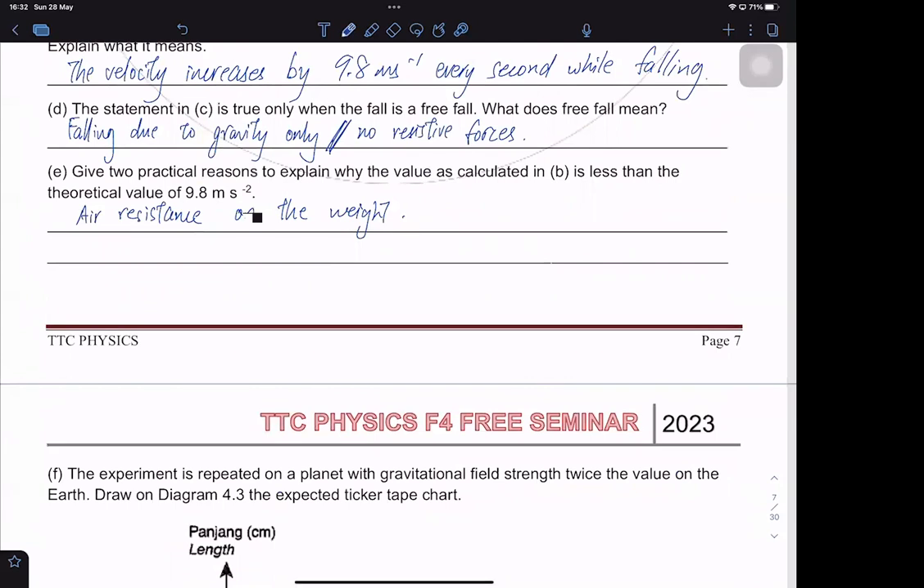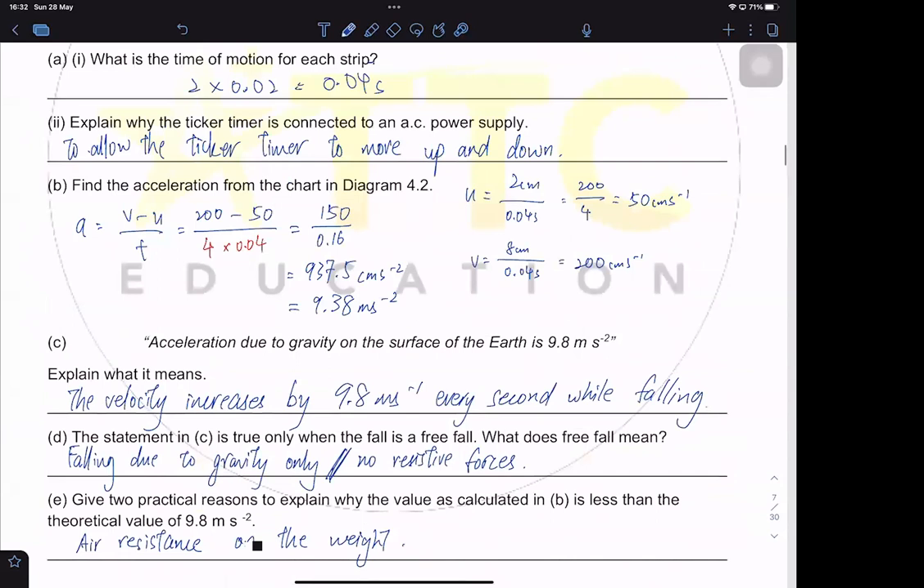Okay? But they want two reasons. This is only one reason. So what else is stopping the thing from going down smoothly? What else is stopping the thing from falling down smoothly?